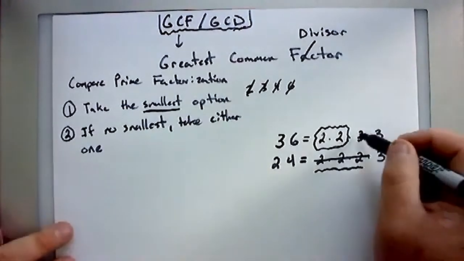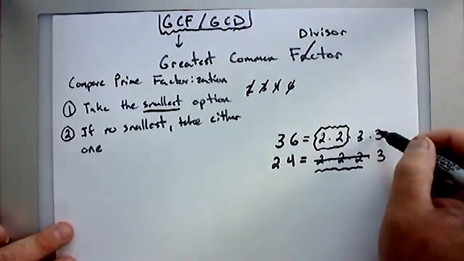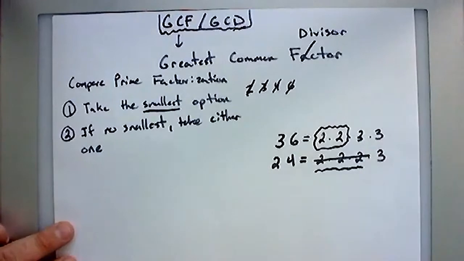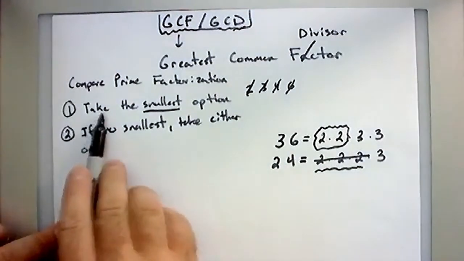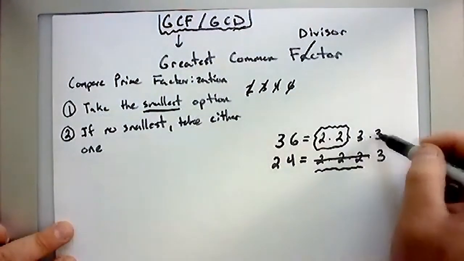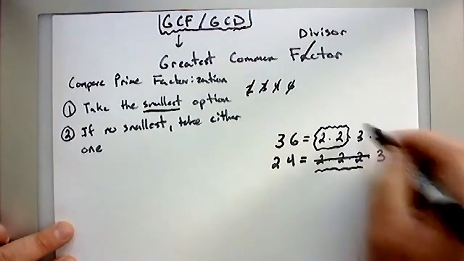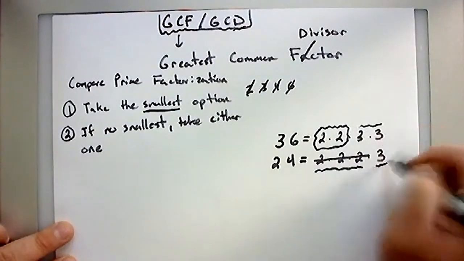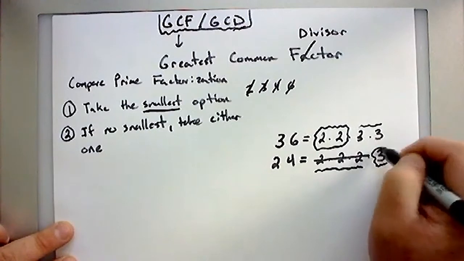Looking at the 3s, 36 has 2 3s in it. 24 has 1 3 in it. So again, the same question. Which is the smallest option? Well, 2 3s or 1 3. Well, hopefully, clearly, 1 3 is the smaller option.